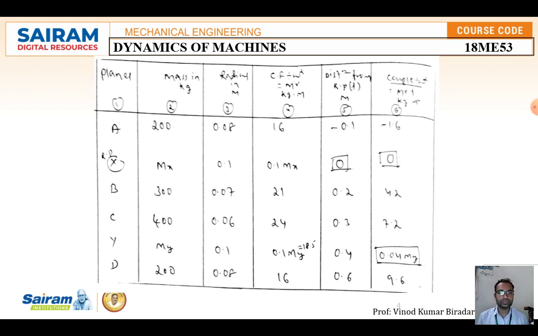Again, the next one is the couple polygon column. The formula is m into r into l. You multiply the mass, radius, and length. That is 200 into 0.08 into minus 0.1, and you get minus 1.6. The second one, if you multiply anything by 0, you get 0 only. The third case is 4.2, then 7.2, then 0.04 mY, so 9.6. So this is about forming the tabular column. I hope you understand forming the tabular column and the values.